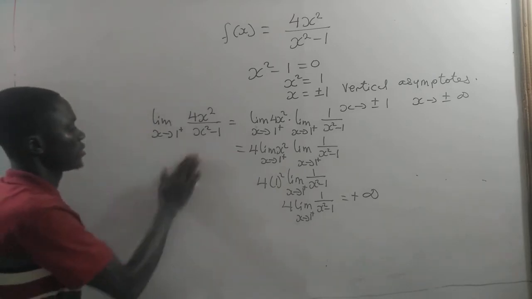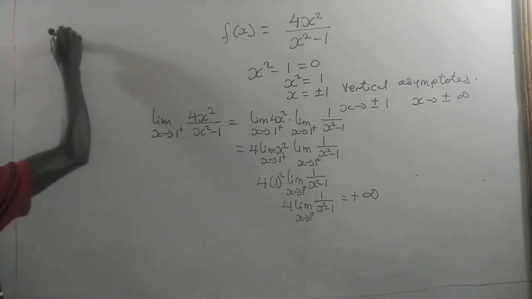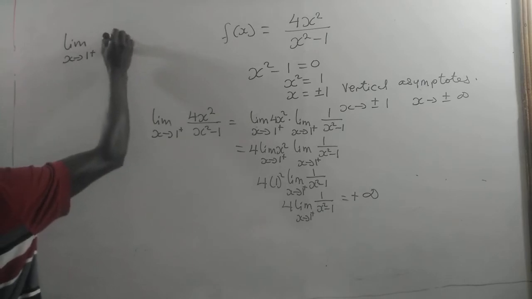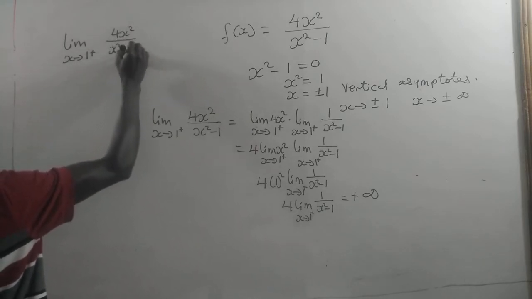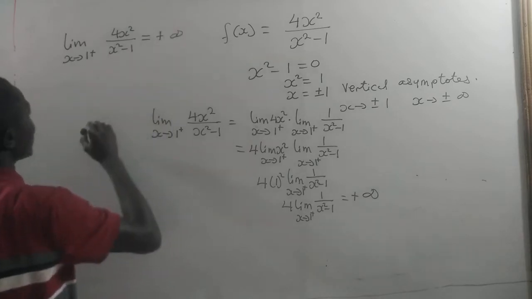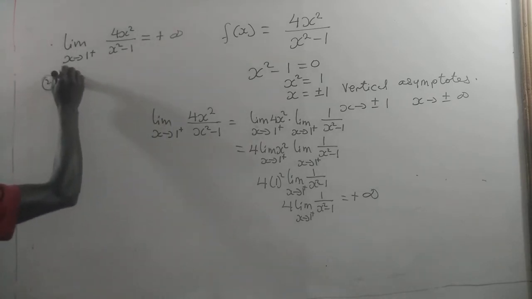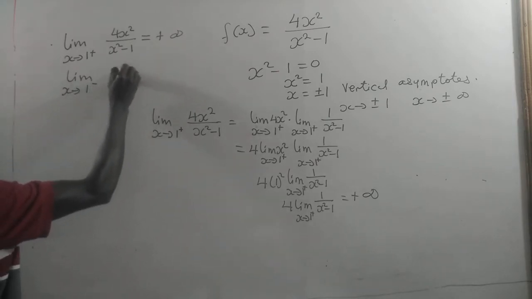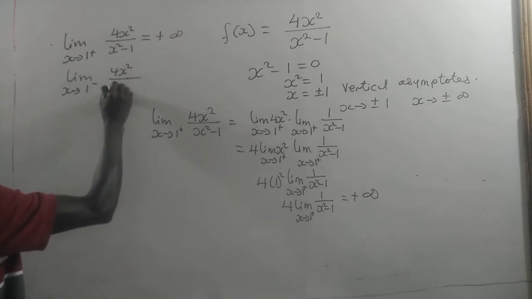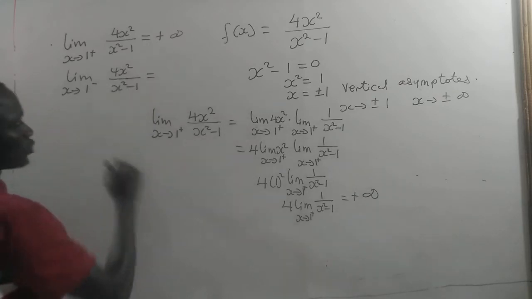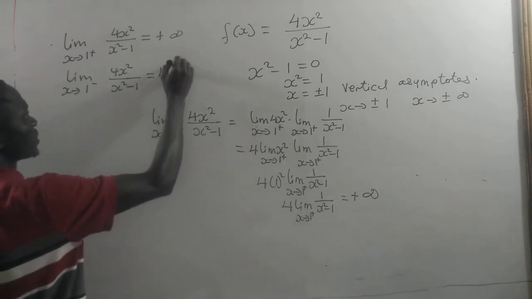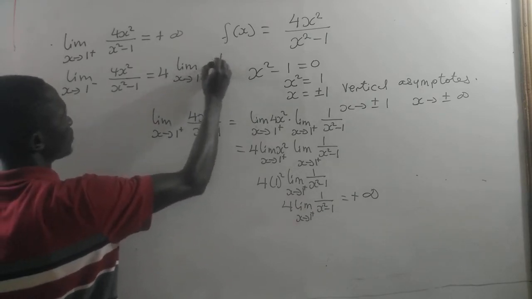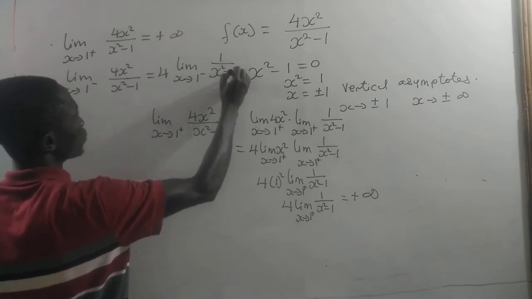Okay. So we have that. This is the behavior: the limit as x approaches positive 1 from the right of 4x squared divided by x squared minus 1 will go to positive infinity. Then check the limit as x approaches positive 1 from the left of 4x squared divided by x squared minus 1. This one will also be the same as 4 times the limit as x approaches positive 1 from the left of 1 divided by x squared minus 1.